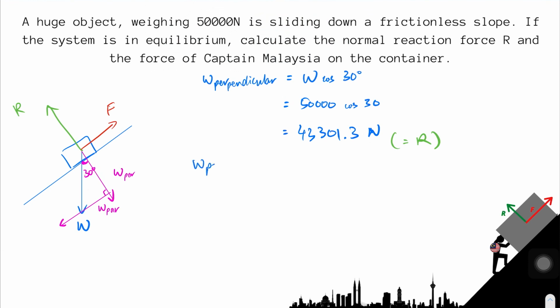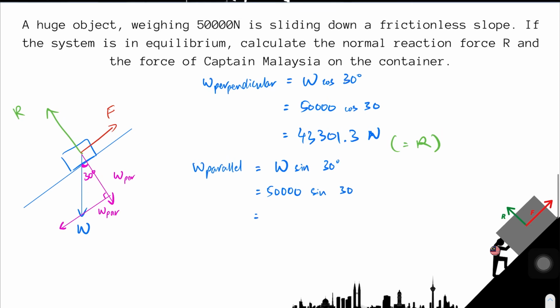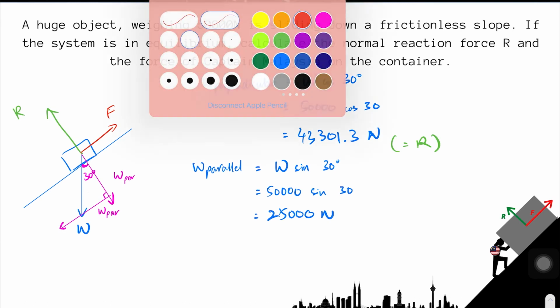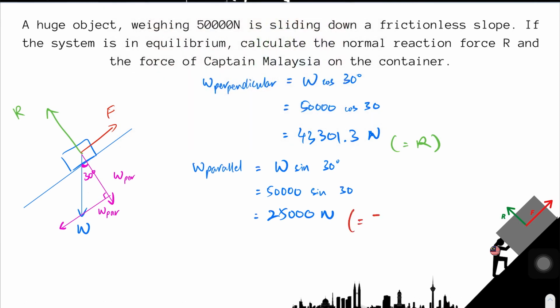And then the parallel component is the opposite side of the right angle triangle. So the parallel component is equal to the weight again, which is the hypotenuse, times sine 30 degrees. That is 50,000 sine 30, which is 25,000 newtons. We also mentioned that the parallel component is equal to F, the force exerted by Captain Malaysia on the container to keep it in equilibrium.